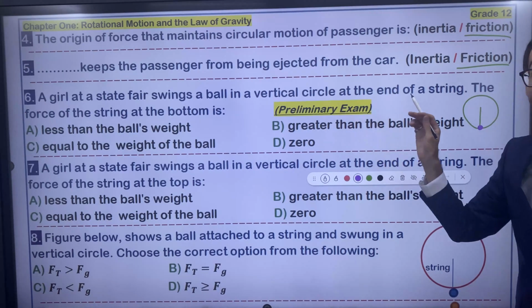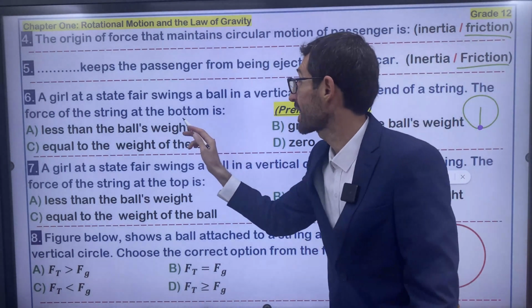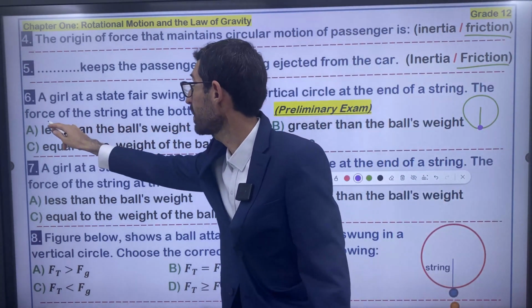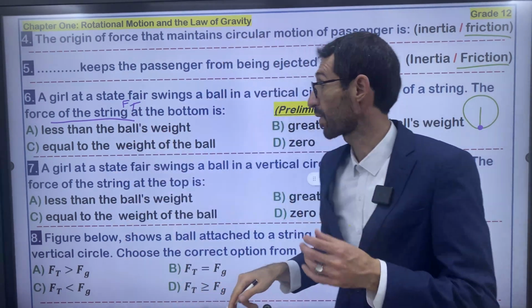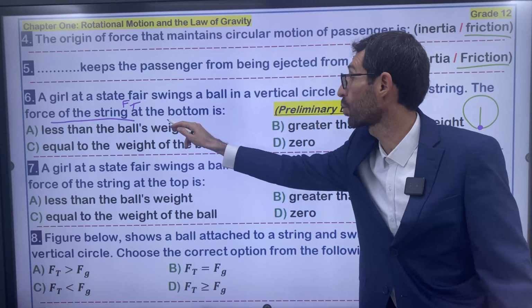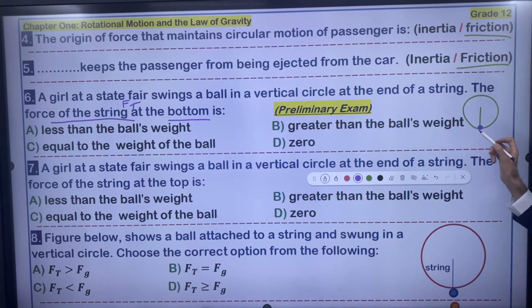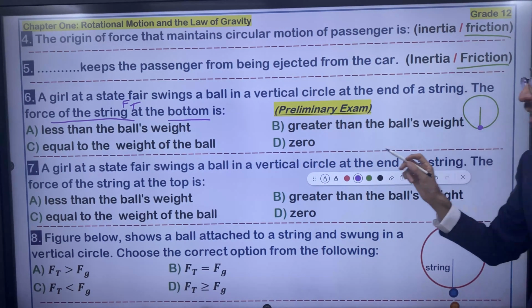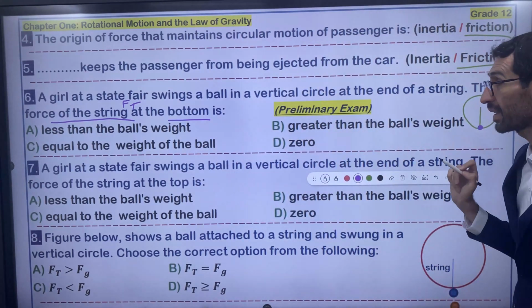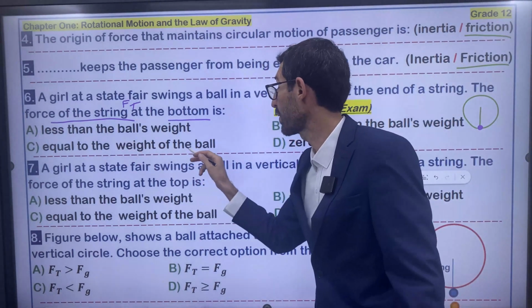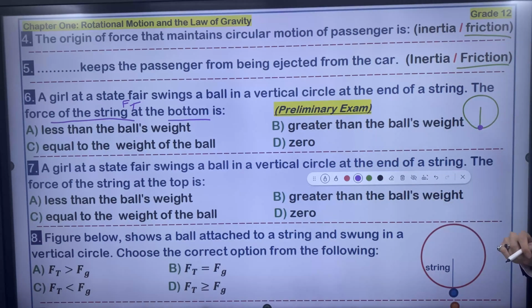And this is a question of a preliminary exam. It says force of the string. What does it mean, force of the string? It means Ft, or centripetal force. Force of the string at the bottom of the path is: less than the ball's weight, greater than the ball's weight, equal to the weight of the ball, or 0?